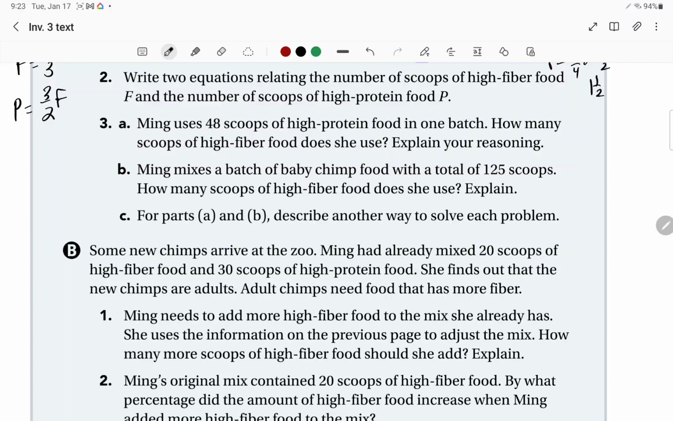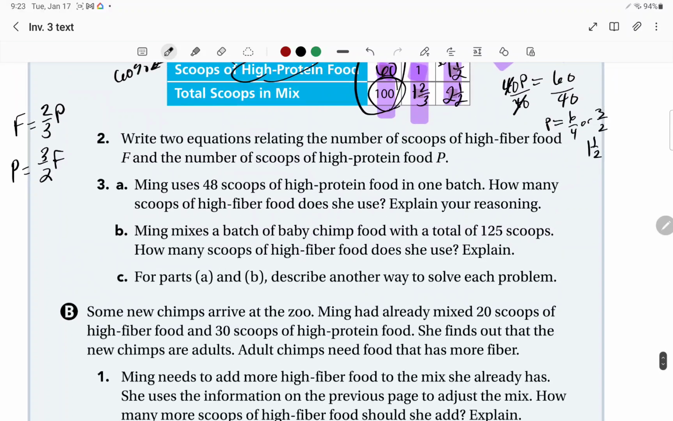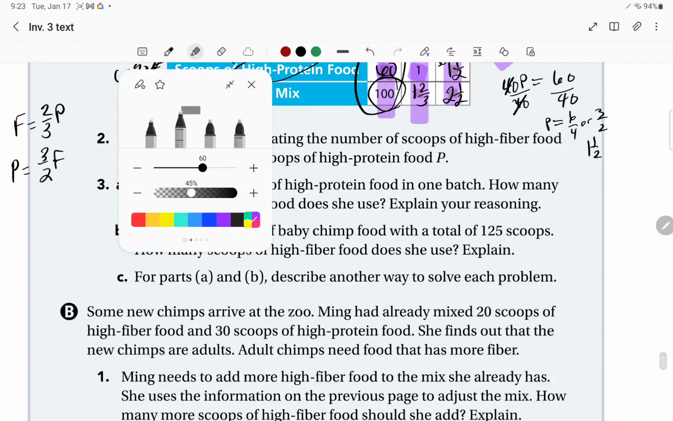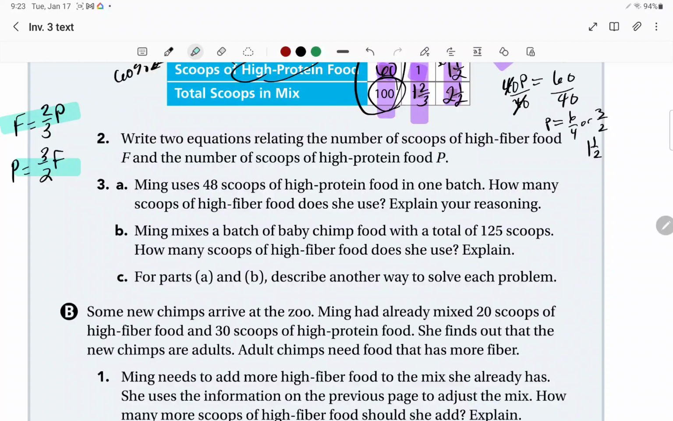Okay, on number 3A, it says Ming uses 48 scoops of high-protein food in one batch. How many scoops of fiber? So for these, you are using these equations that we just made. So you're going to be using those equations to answer these questions. For all of A, B, and C, go ahead and try number 3 on your own, and then come back and see how you did.